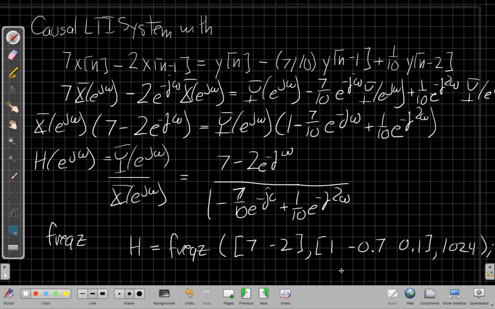But the main lesson for today is to focus on how do I go through using the Fourier transform properties to get from the difference equation to something that looks like this. Okay, so that's all for this video.